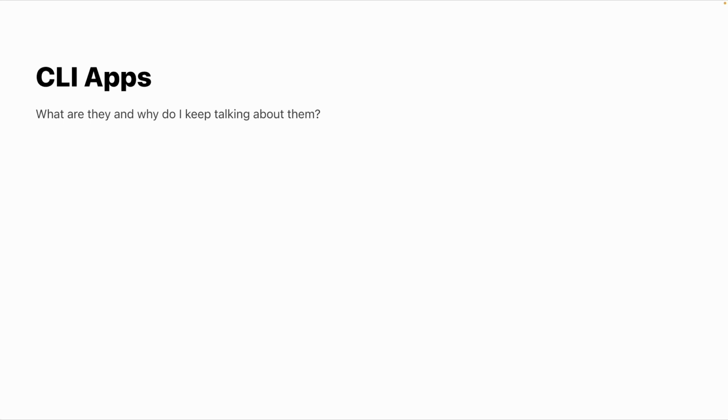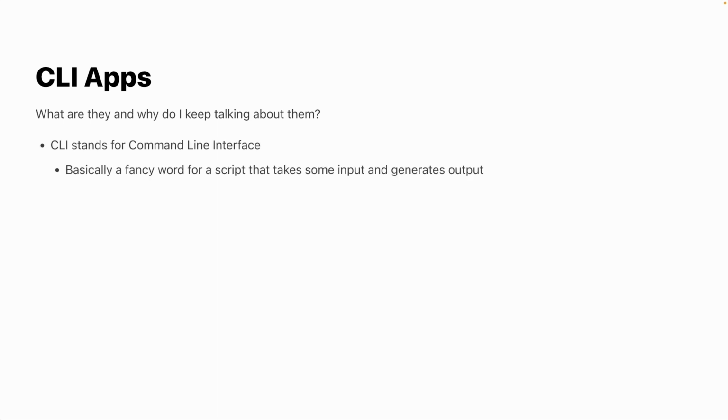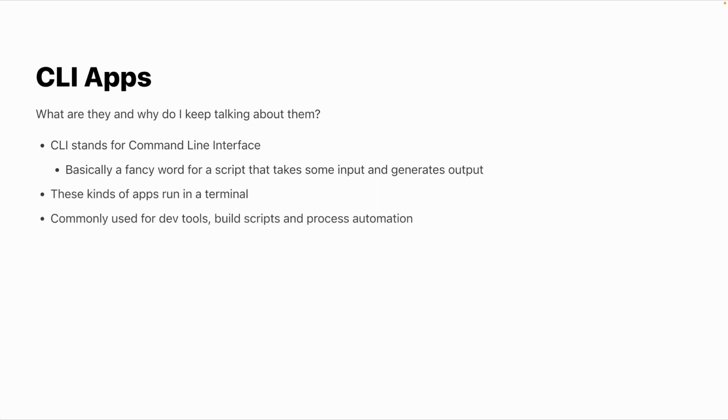So, CLI apps, what are they and why do I keep talking about them? CLI stands for Command Line Interface. It's basically just a fancy way to describe a script that takes some input and generates some output. These kinds of apps run in a terminal environment, and they're commonly used for dev tools, build scripts, and other kinds of process automation. They range from very simple, like cat, which is a program that just displays the contents of a file in the terminal, to very complex, like git, which has many different subcommands, and those subcommands take all kinds of different arguments and options and inputs and outputs.